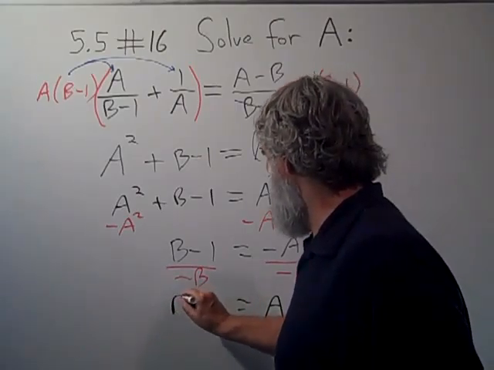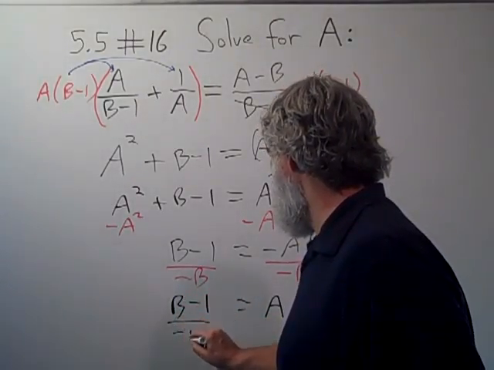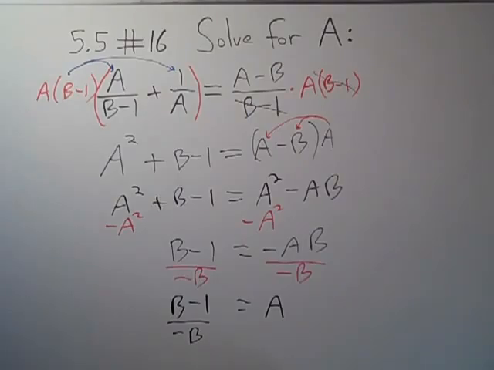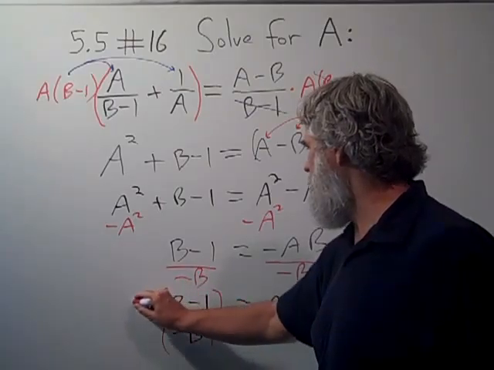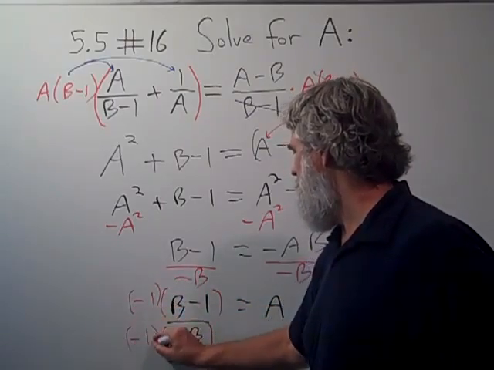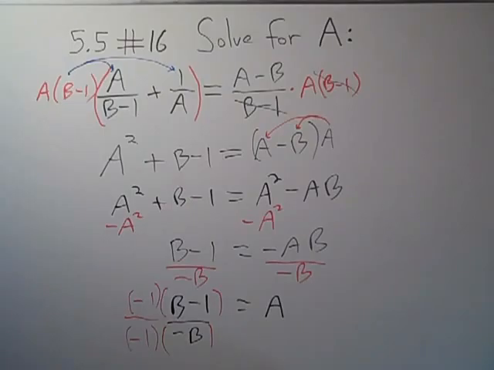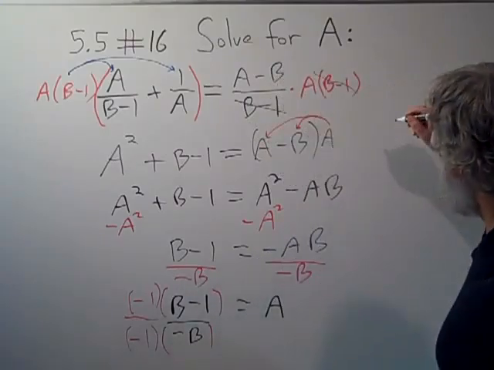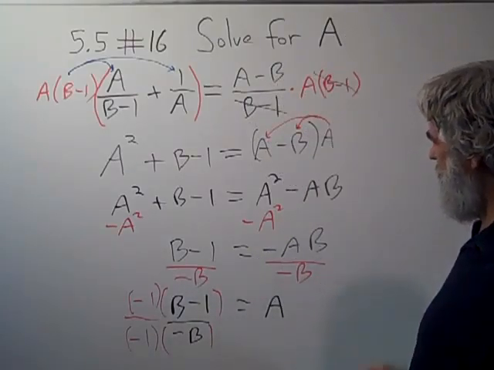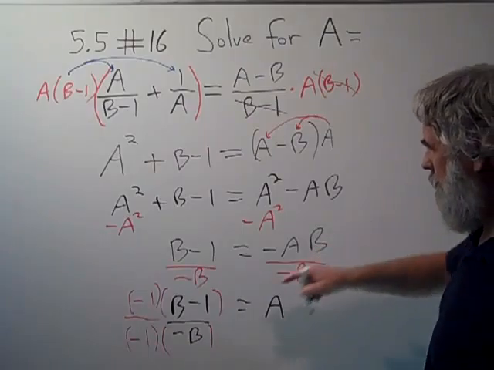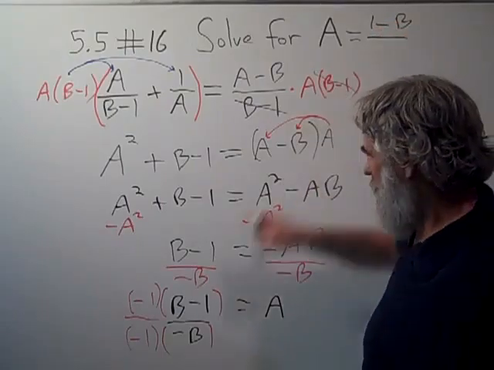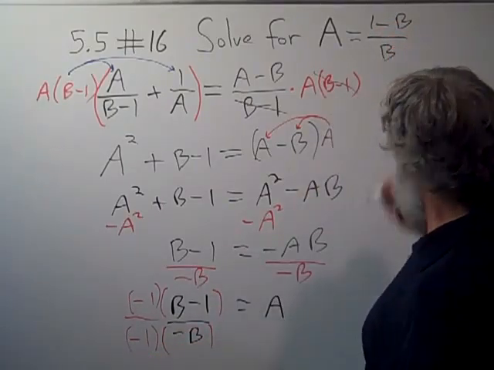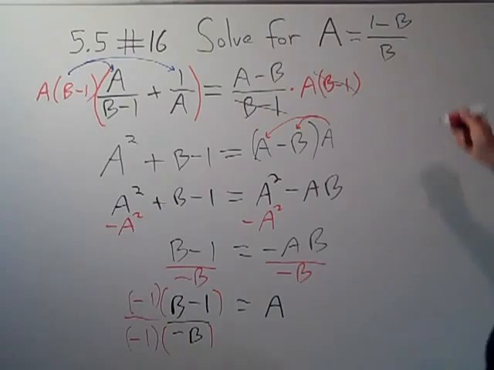And on the right, so a is equal to b minus 1 divided by negative b. And that's still not quite done. We don't want a negative in the denominator, so multiply the top and bottom of this by minus 1. And we get that a is equal to negative 1 times b minus 1 is 1 minus b. And a negative 1 times a negative b is a positive b. So there is our solution for a.